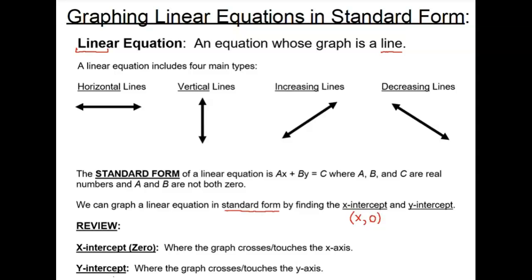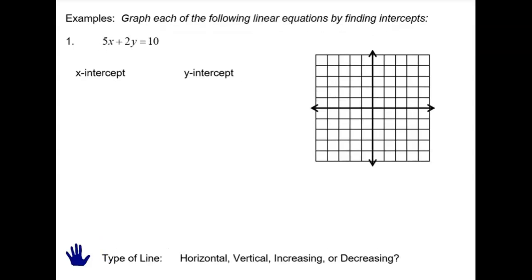The y-intercept is where the graph crosses or touches the y-axis. And for the ordered pair for the y-intercept, the x-coordinate will be 0, and then we will have some number for the y. So those are our ordered pairs that we're going to be looking for today. And if we can find the x-intercept and the y-intercept, then we can connect those two, and we have the graph of our line. Let's look at our first example.